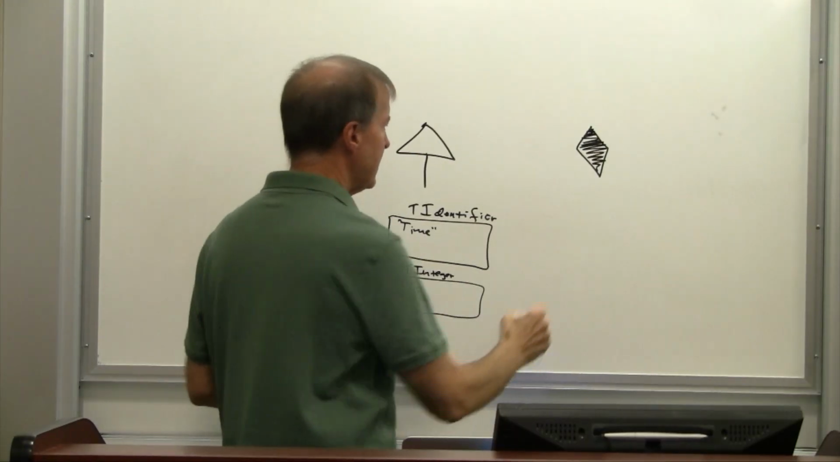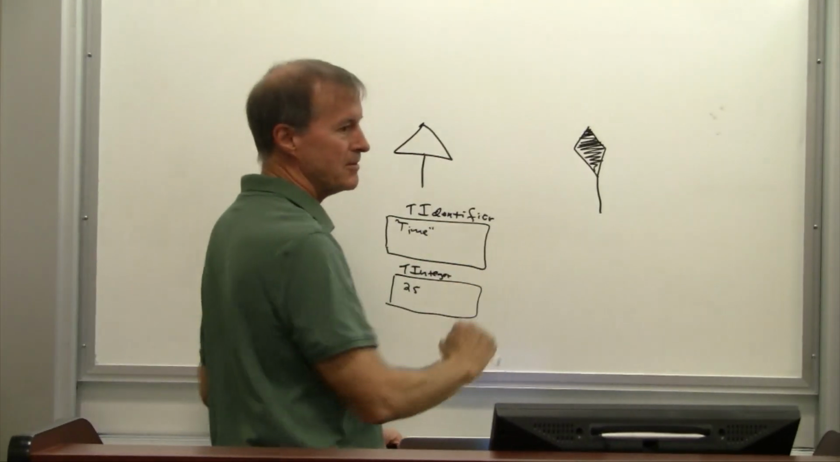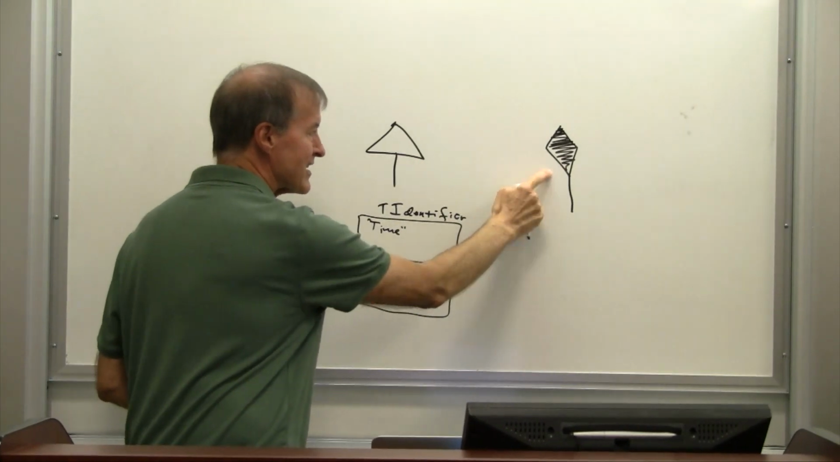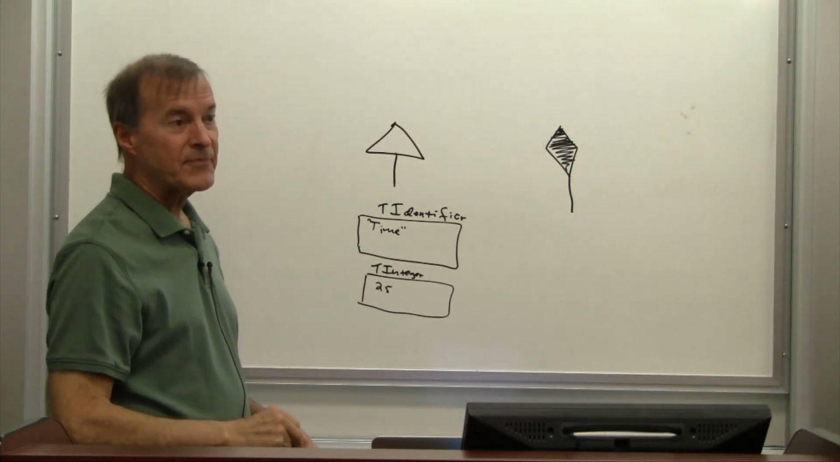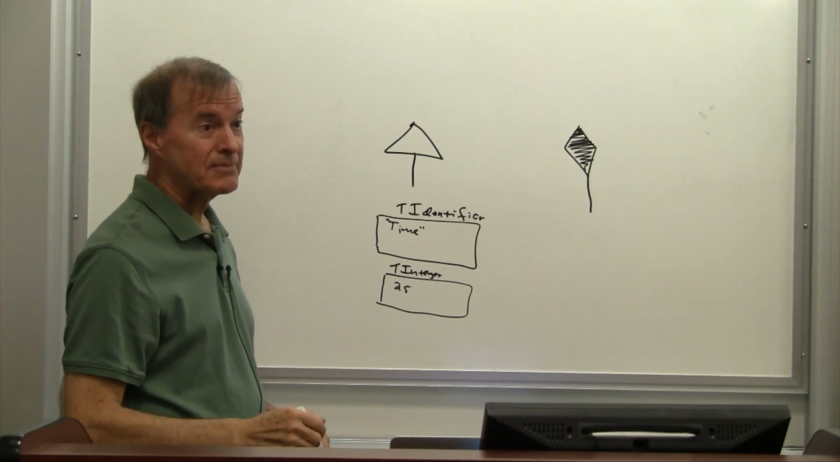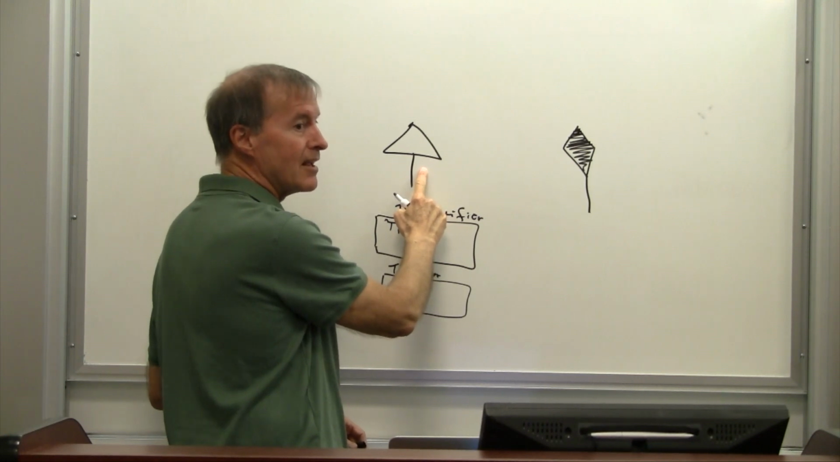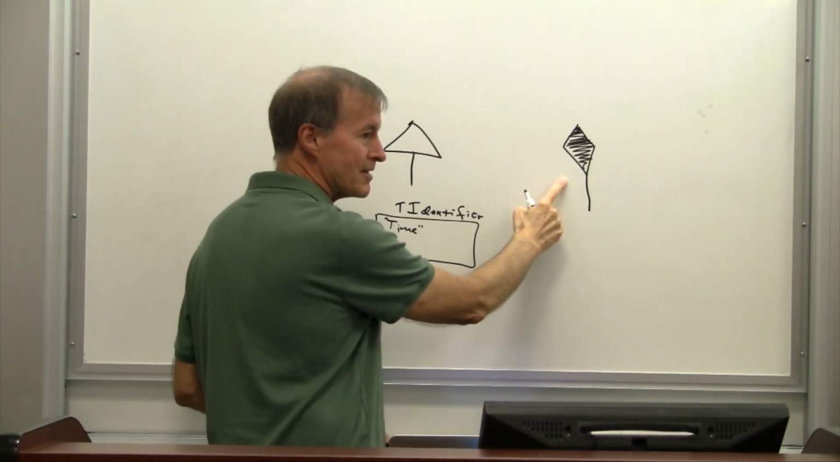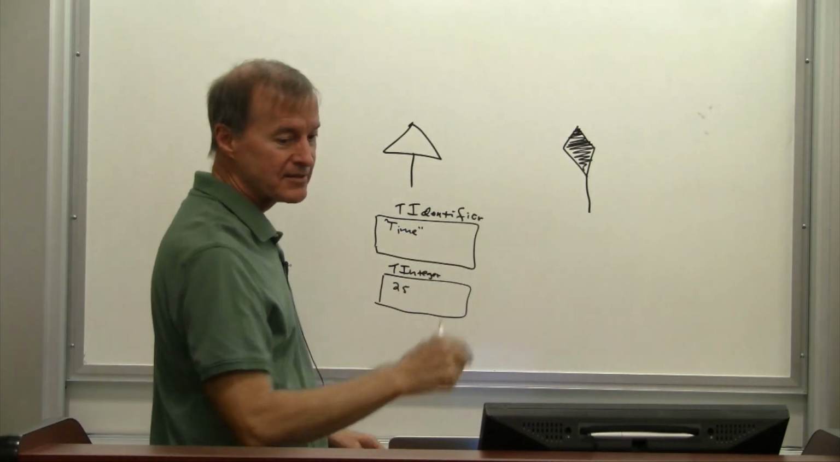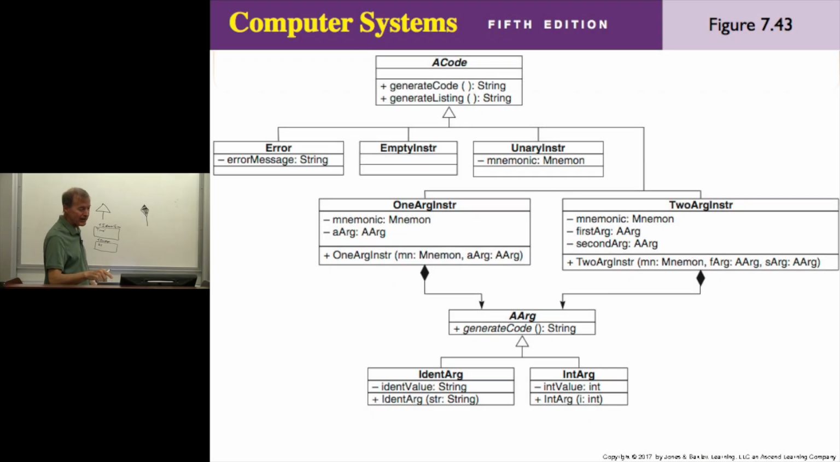Are you with me? Now, what is this symbol? This symbol is inheritance. What is this symbol? Yes, class composition. And this symbol for inheritance is what kind of a relation? Is a. This one is what kind of relation? Has a. So what has what? Yeah, in this figure, a one argument instruction has an abstract argument, and that's because an abstract argument is one of its attributes. Does everybody see that? Are we good with our UML here?